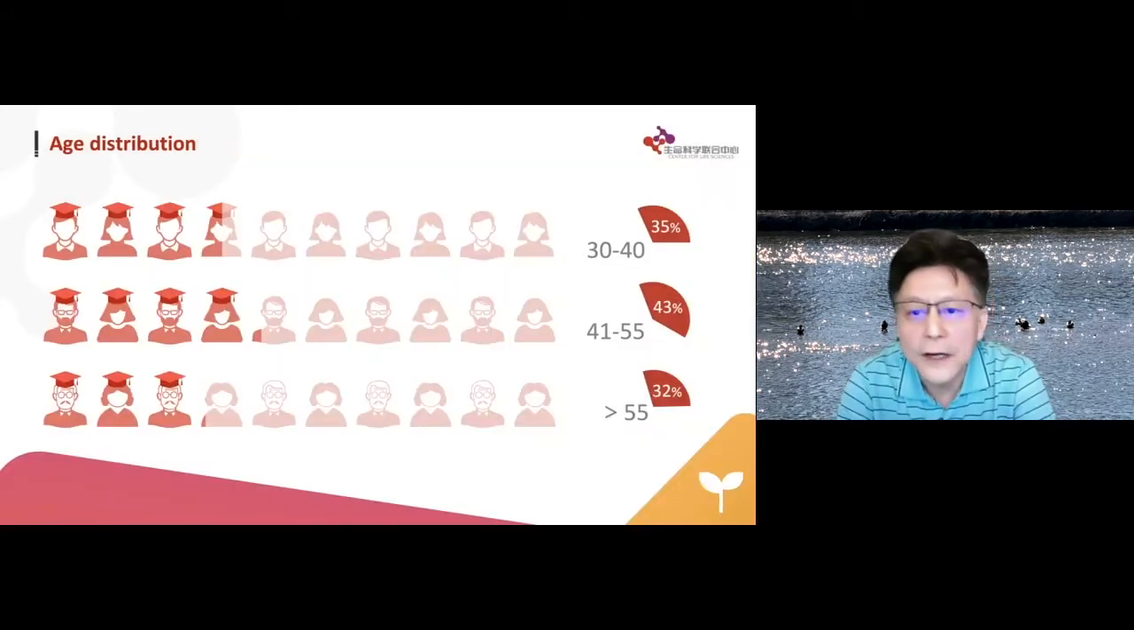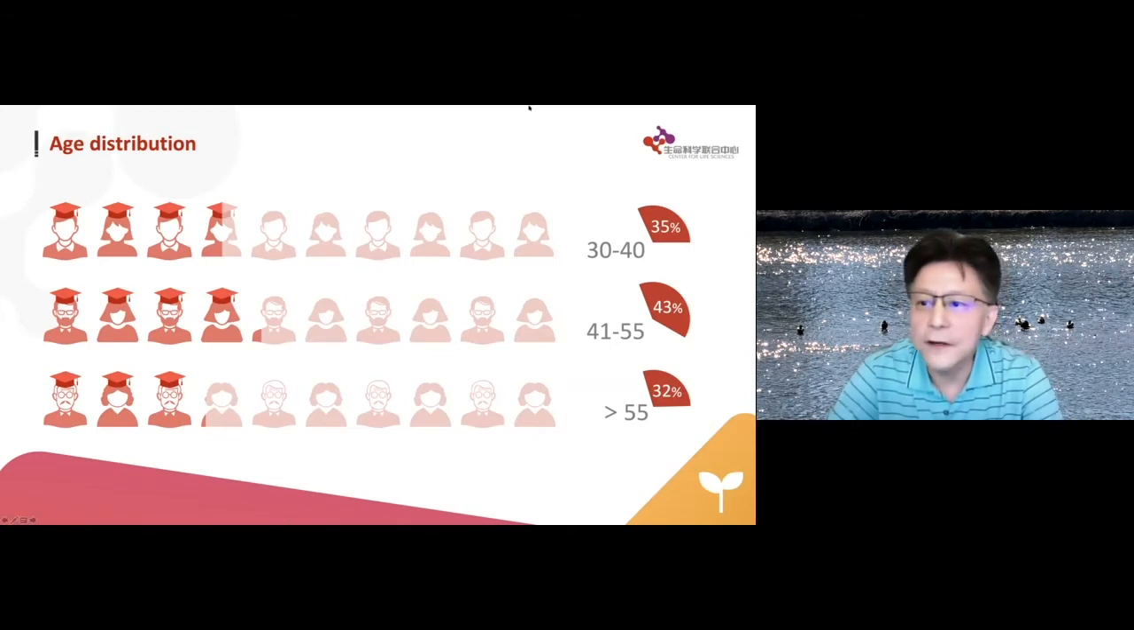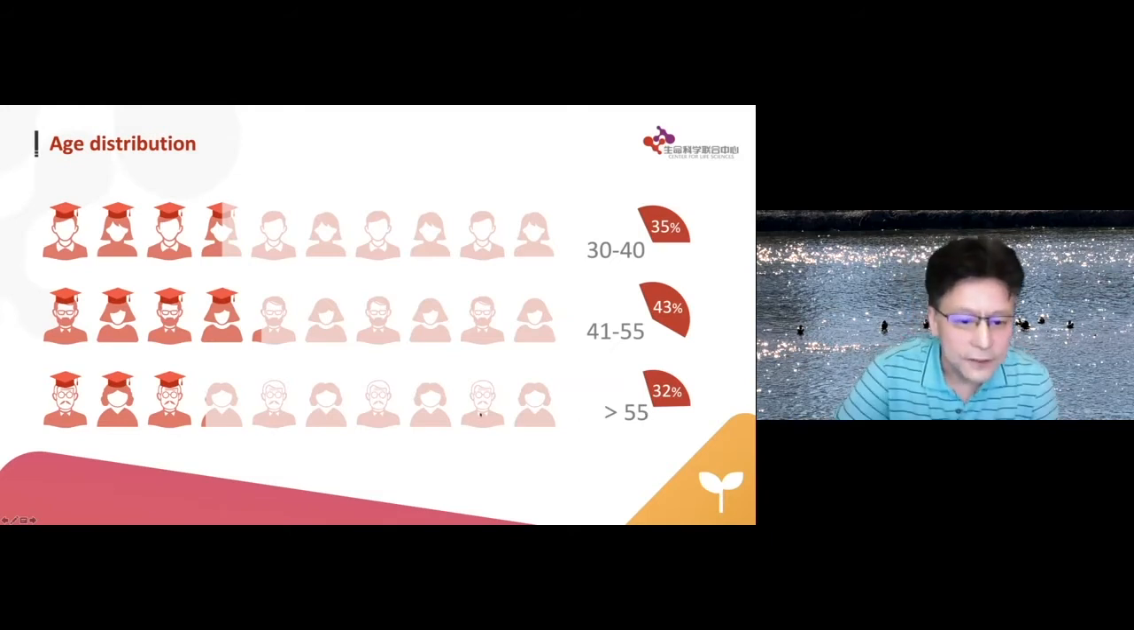And this is our age distribution. It's fairly healthy, as you can see. 35% is between 30 to 40, 43% 41 to 55, and 32% above 55. Unfortunately, I'm in this age group, but I don't think I look this old.